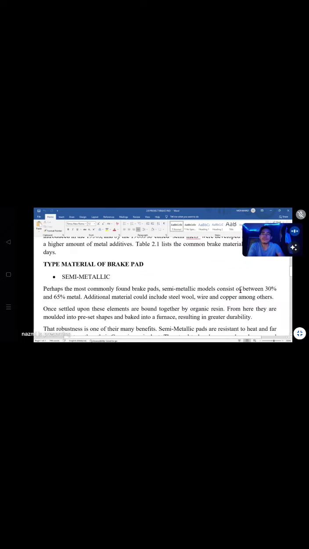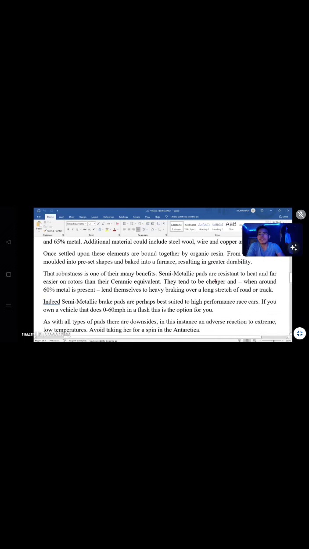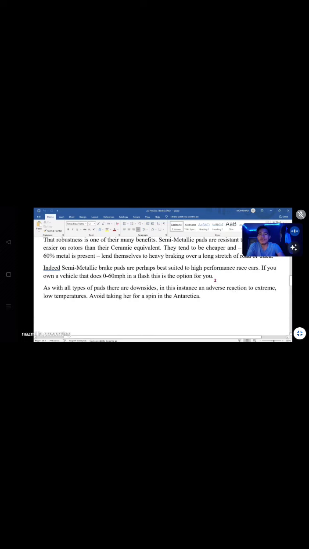Types of material of brake pad. First is semi-metallic, perhaps the most commonly found brake pad. Semi-metallic pads consist of between 30 and 65% metal. Additional material could include steel wool, wire, and copper, among others. Semi-metallic brake pads are perhaps best suited to high-performance race cars. If you own a vehicle that does 0 to 60 mph in a flash, this is the option for you.